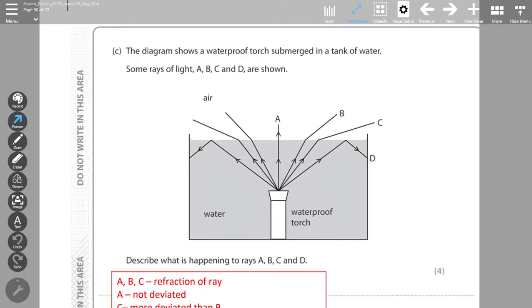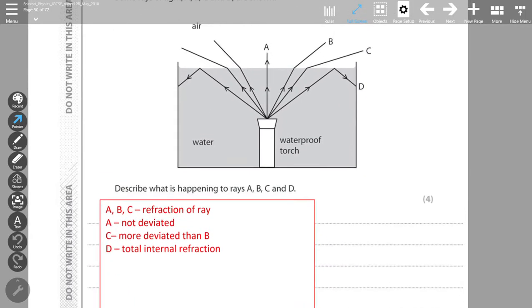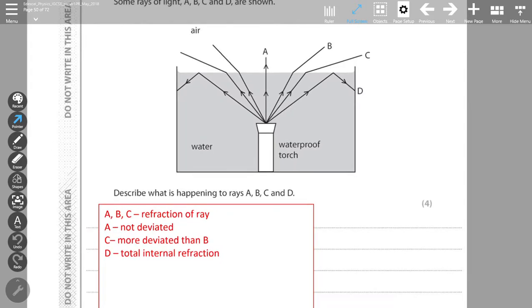Right, now the diagram shows a waterproof torch submerged in a tank of water. Some rays of light A, B, C, D are shown. Describe what is happening to the rays. First of all, rays A, B, C undergo refraction. So we see a refracted ray. A is not deviated, C is deviated more than B, and for D we have no refracted ray.